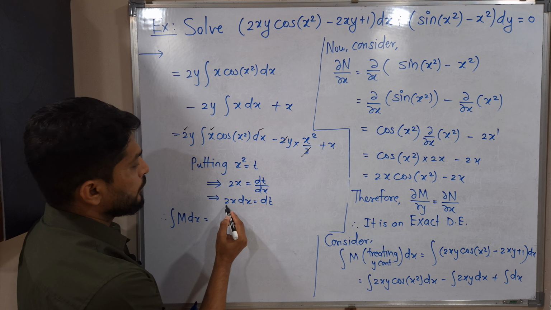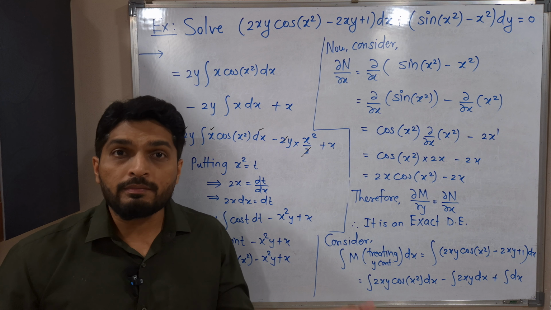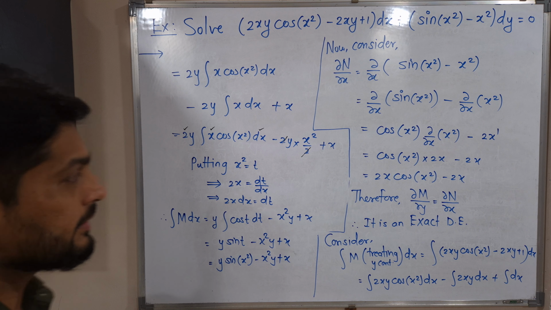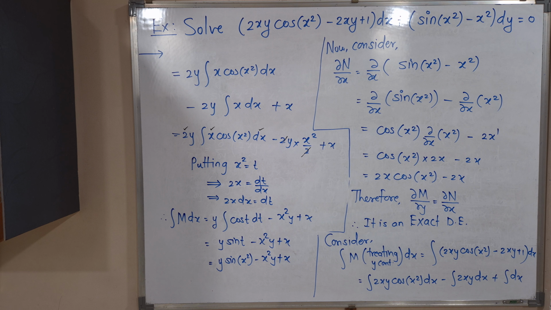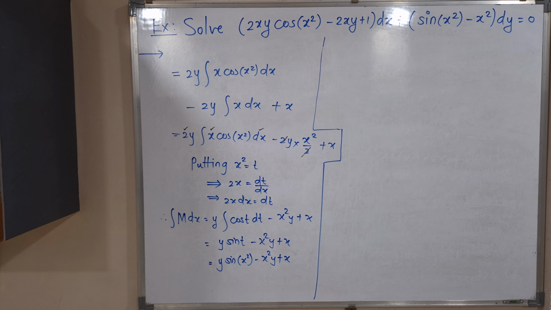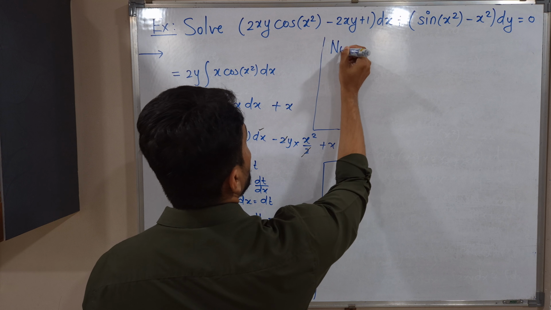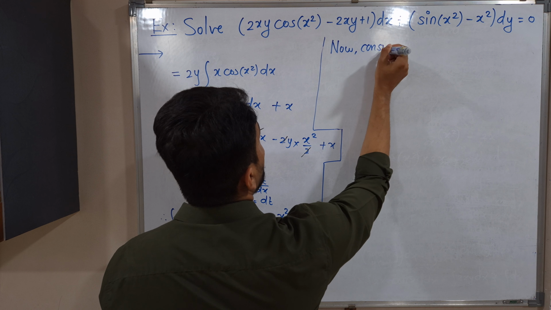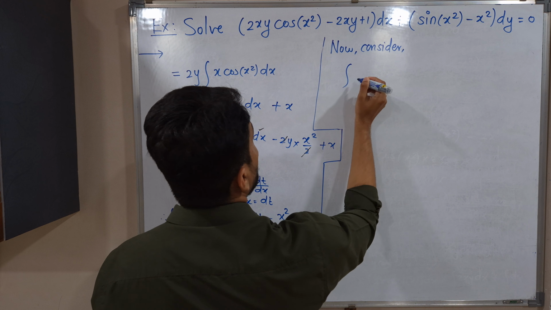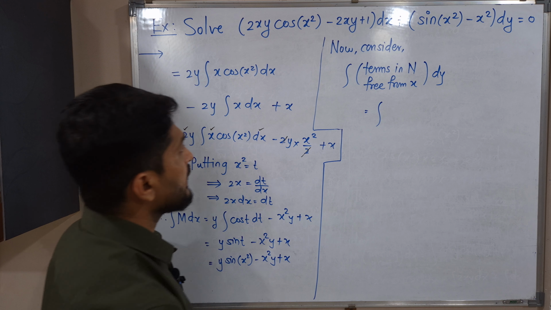Still the second integration is there, we need to solve it. At the end we will add them and that will be the answer, right? So make a screenshot of it first, then we will move further. So what is the second integration? Let us see. The second integration is, let me write, consider the integration of the terms in N free from x, dy.